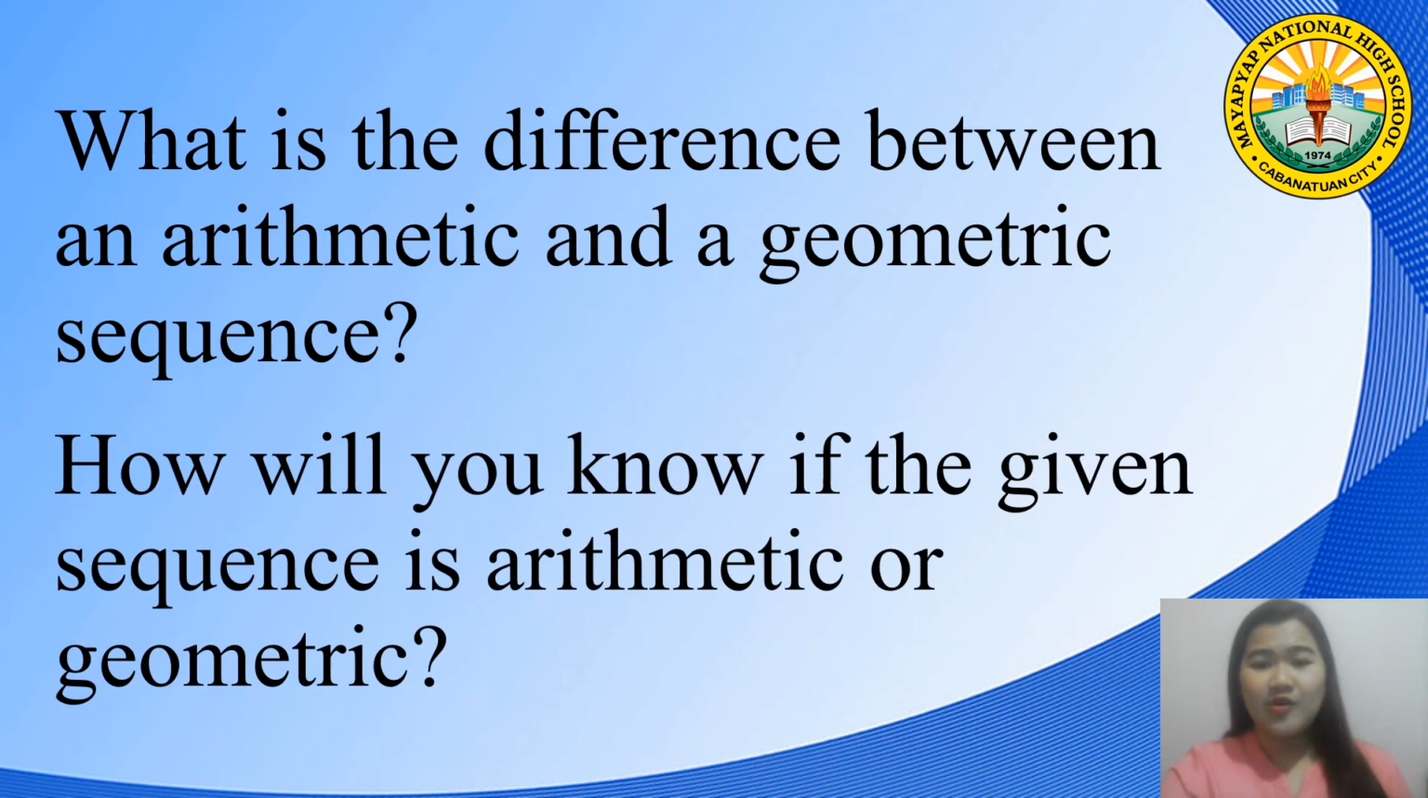How will you know if the given sequence is arithmetic or geometric? To know if the given sequence is arithmetic or geometric, look for a common difference or for a common ratio. If it has a common difference, then it is an arithmetic sequence. If it has a common ratio, then it is a geometric sequence.